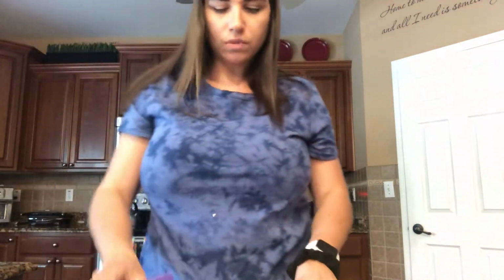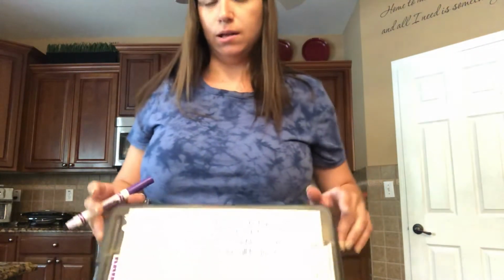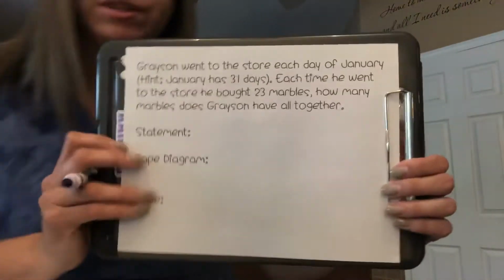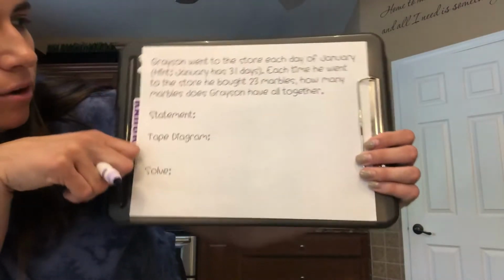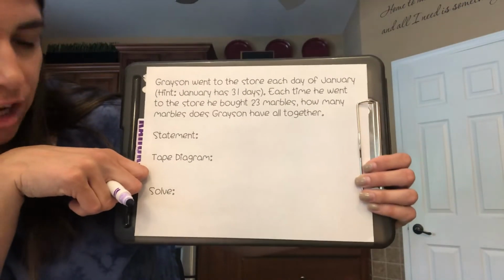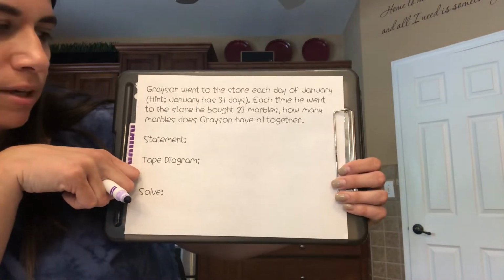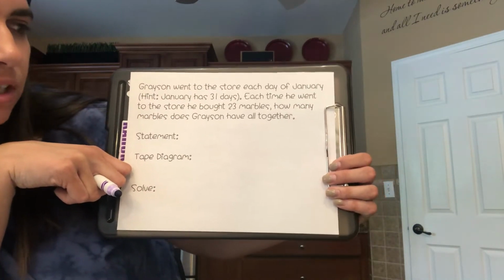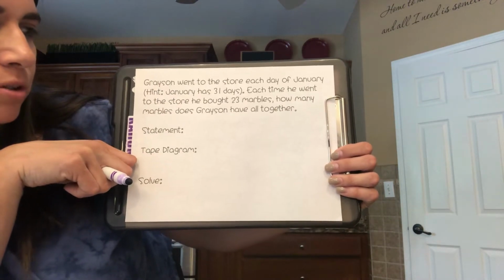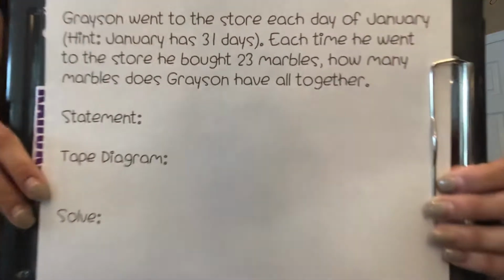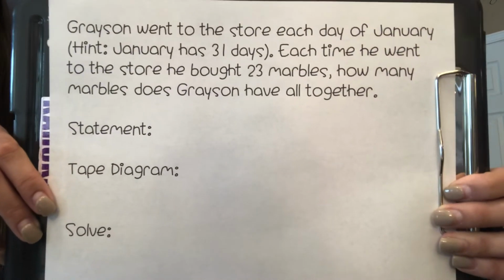All right, and the last one is a word problem. I'm going to read it with you, then you can go ahead and pause and solve. Grayson went to the store each day of January. Hint, January has 31 days. Each time he went to the store, he bought 23 marbles. How many marbles does Grayson have all together? So go ahead and pause and solve.